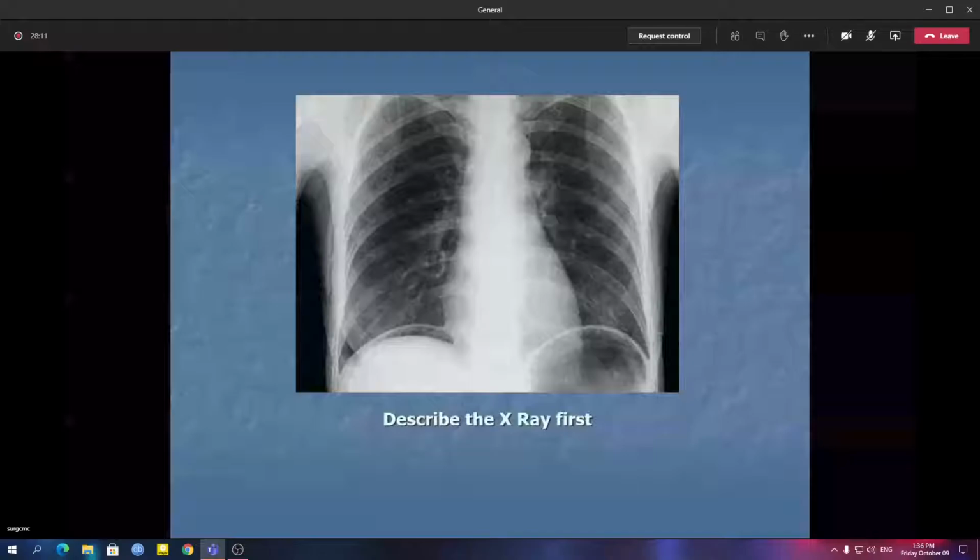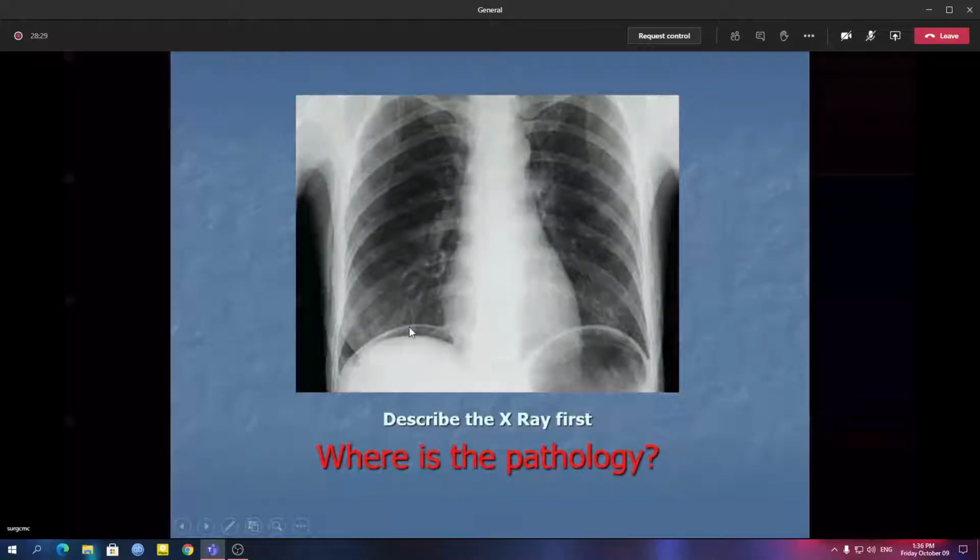Take some time and say it, describe the X-ray first. Or at times examiners might say just tell me the diagnosis, then there is no need to describe; you say what you have said. But give yourself some time and give the examiner some time as well. Okay. So the pathology, you already know, it's a hollow viscus perforation. You can see free gas under the right hemidiaphragm.